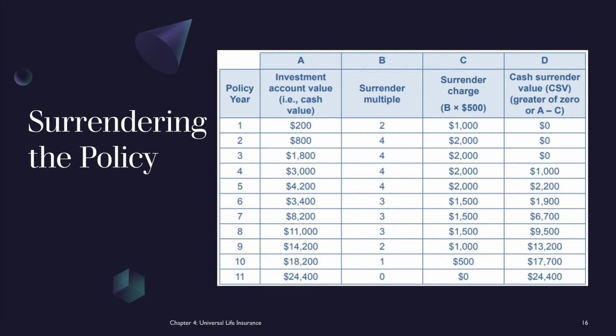Now, if you decide to surrender your UL policy, the cash surrender value is the amount equal to the investment account minus the surrender charge. So in the early years, the cash surrender value might actually be zero, because the investment account didn't have enough time to grow and surpass the surrender charge.